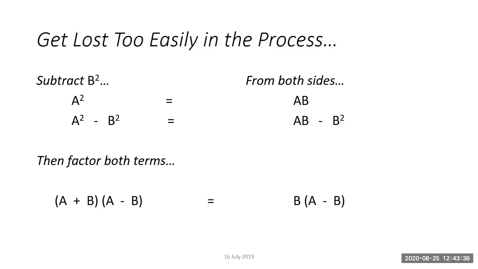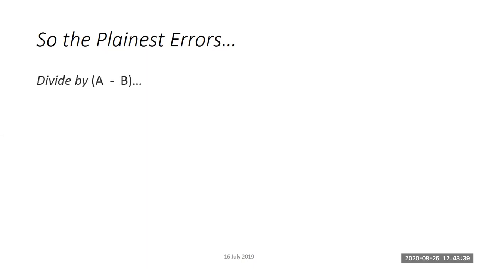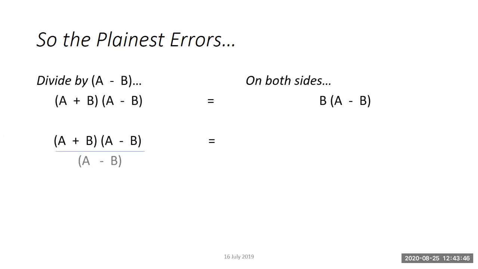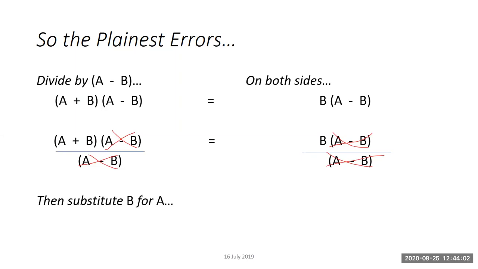I'm going to do the same thing on both sides now. I'm going to divide both sides by A minus B. This is what I'm going to do. Does everybody see what I'm doing? Yes. Okay. Now, I'm going to substitute B for A, because in the beginning we said A equals B. Isn't that correct? If A equals B and we haven't changed anything, if A still equals B, I can substitute B for A.